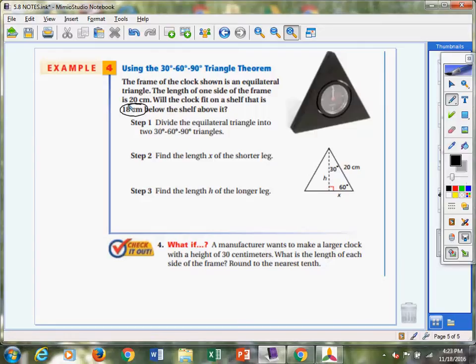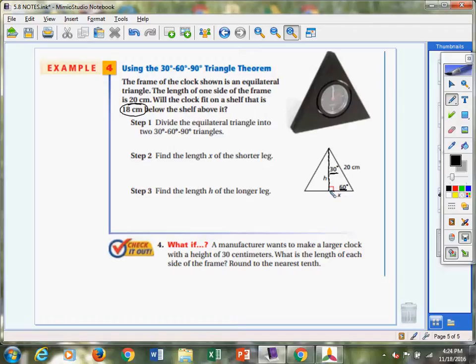Because it's equilateral, if you drop an altitude from that top angle all the way down, you form two 30-60-90 triangles. And that's perfect because we have enough information to figure this out. All right, so we divide the equilateral triangle into two 30-60-90 triangles.